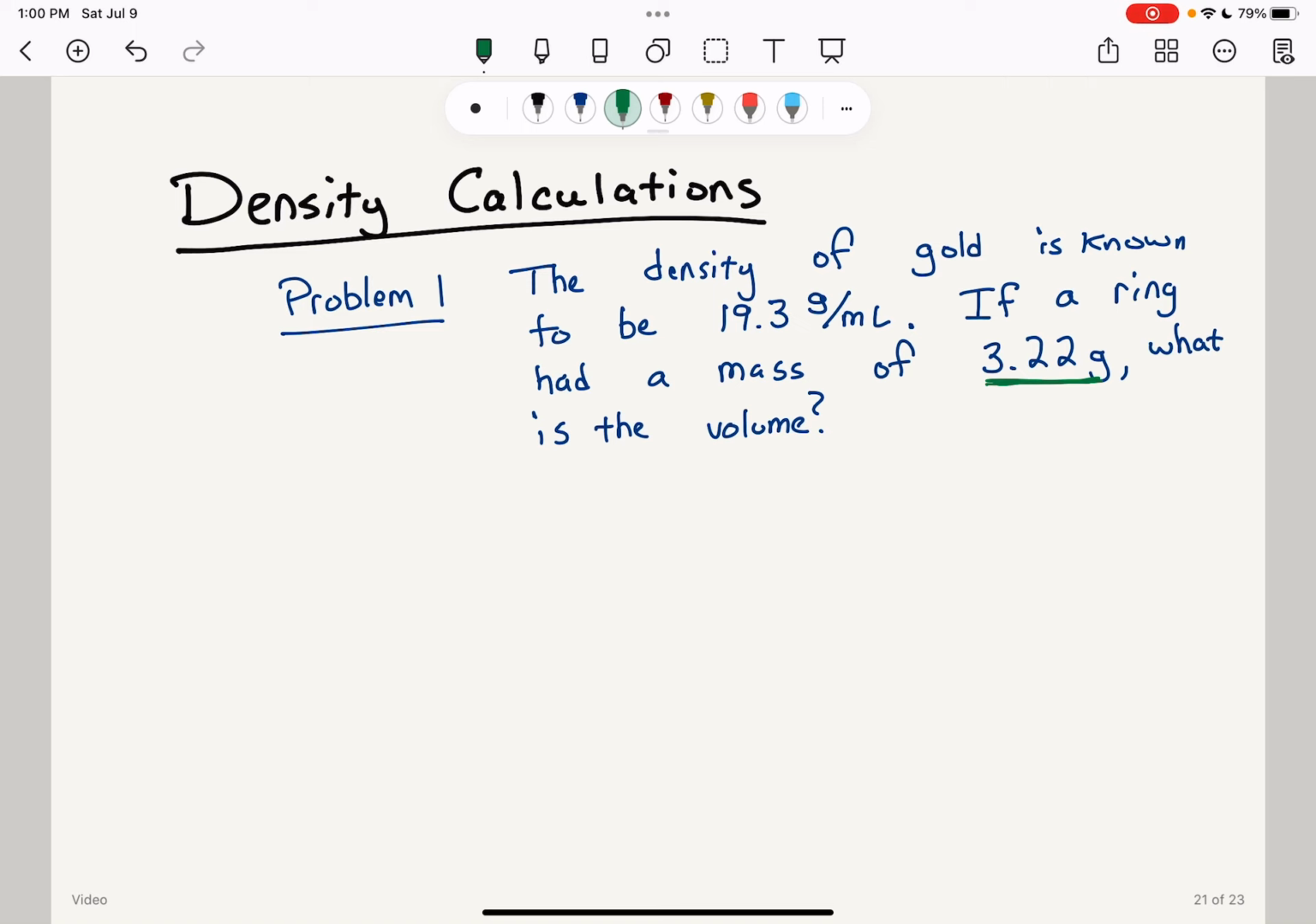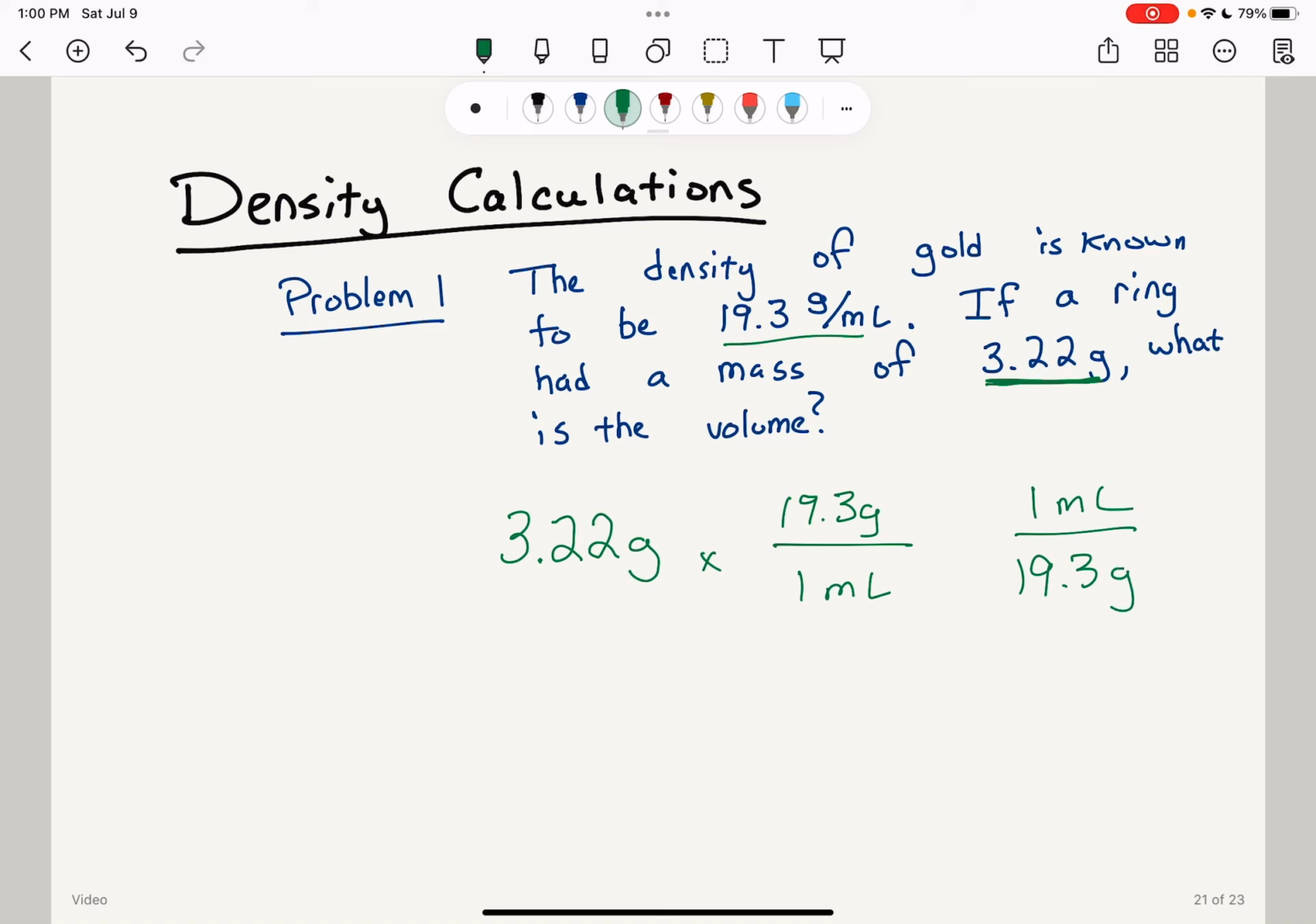So the way that I'm going to do that is I'm going to take what is measured in this problem, which is 3.22 grams. And then I'm going to multiply that by one of two things. Either 19.3 grams over 1 milliliter, or 1 milliliter over 19.3 grams.